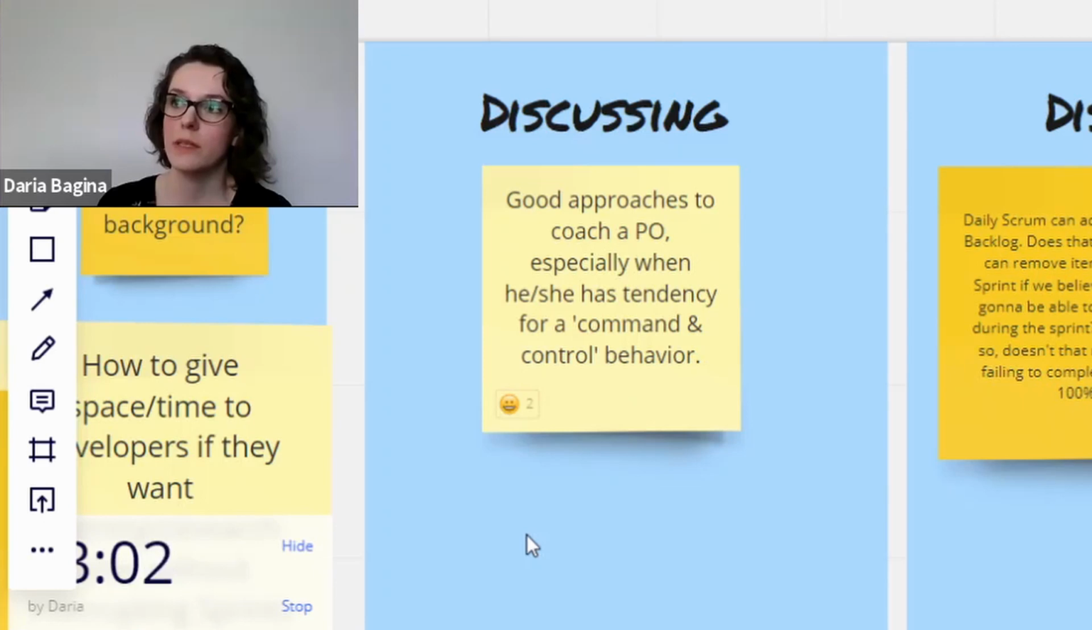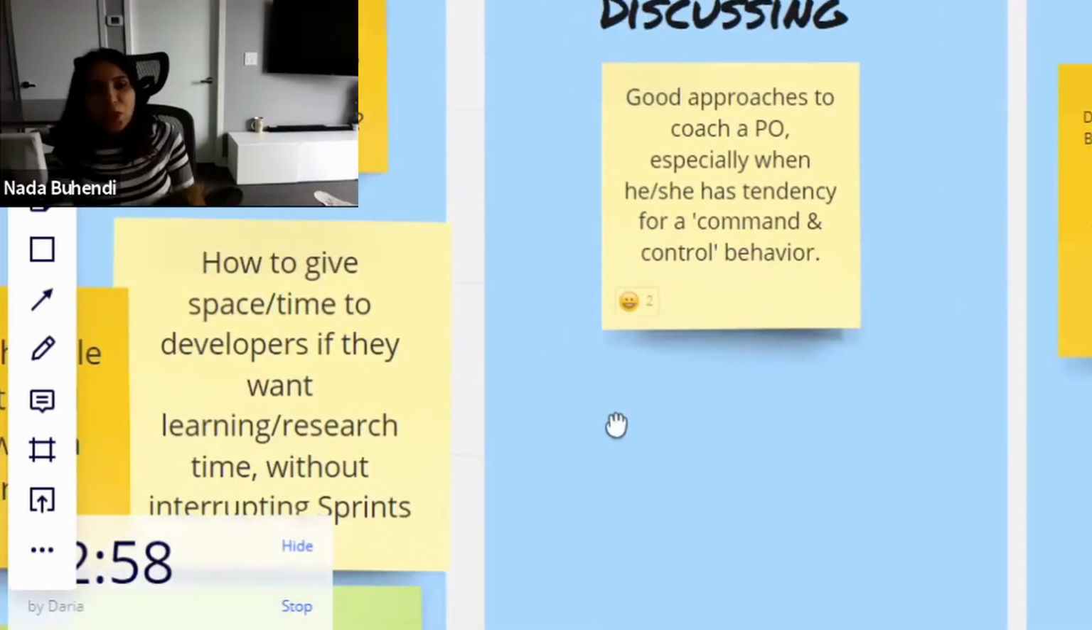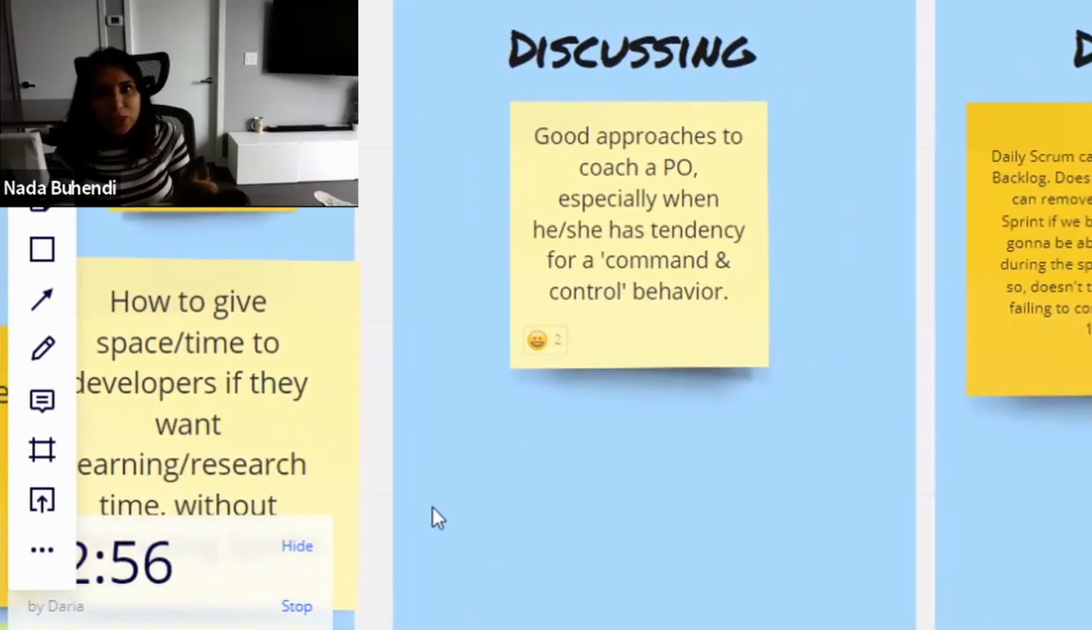Definitely. Nada, do you have anything to add? Yeah, I've actually experienced this in 80% of the engagements that I've been in, and 100% of the engagements I've been on as an independent contractor, as an agile coach. I would say that a lot of this stems from pressure from above, from leadership wanting results and making sure that teams don't fail.